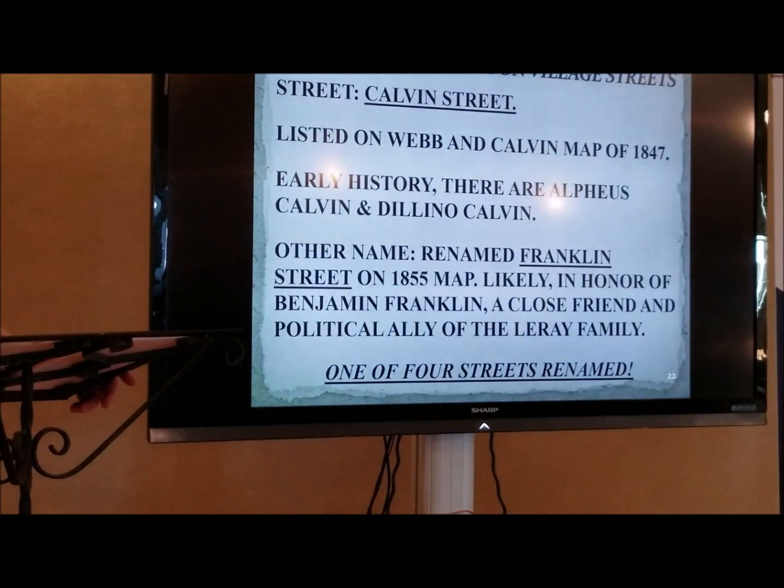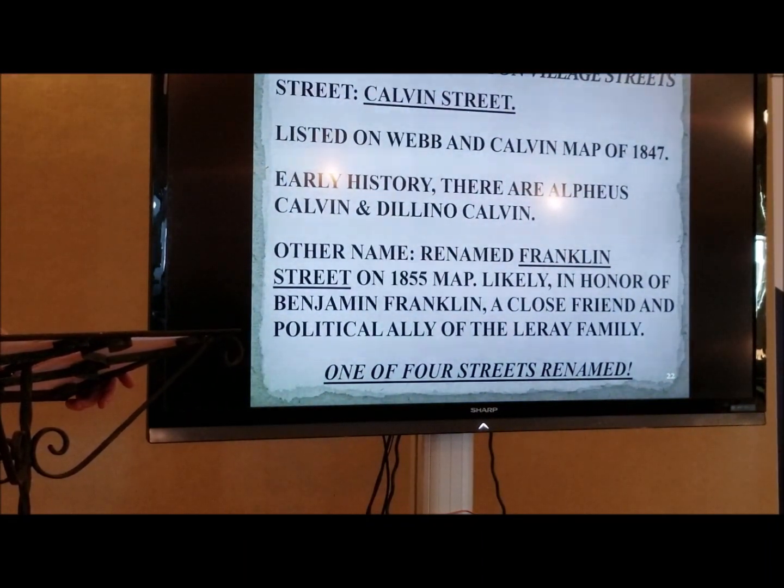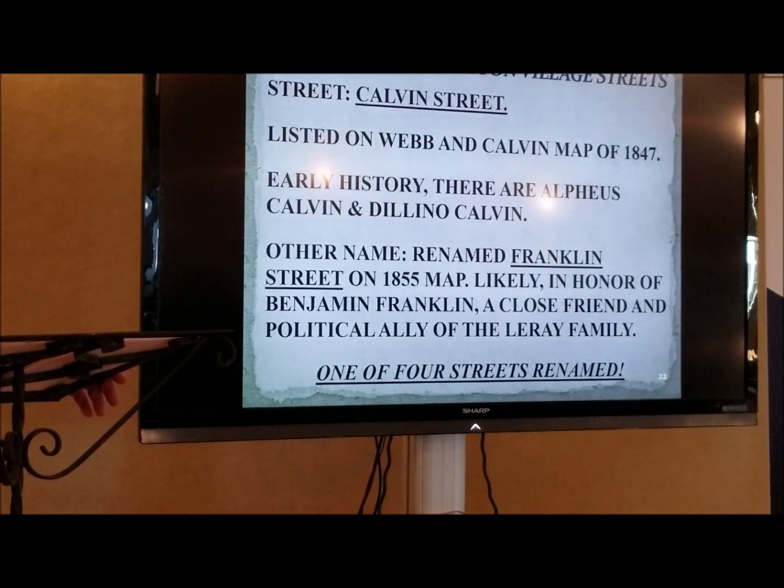Those two were in business together. And obviously in the Webb and Calvin purchase of 1847, all right, early history says there's an Alpheus, I'm pronouncing that right, Calvin, and a Delano or Delano Calvin. I do not know. I only know Mr. Calvin. All right. This is, again, number one of the 4 streets that's renamed, or what I'm calling 4 streets.